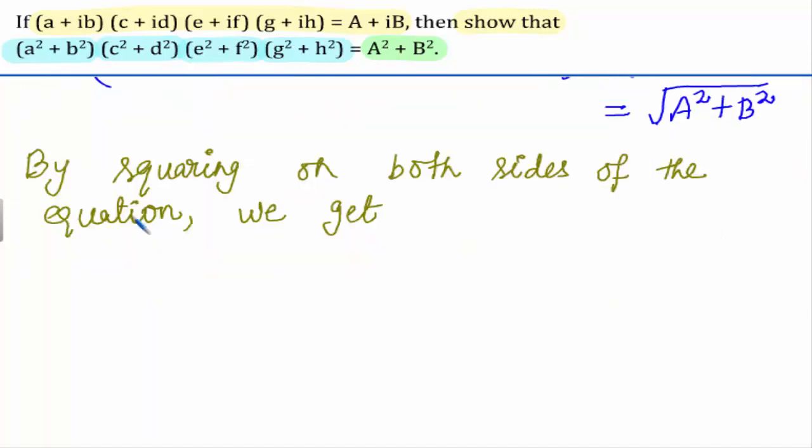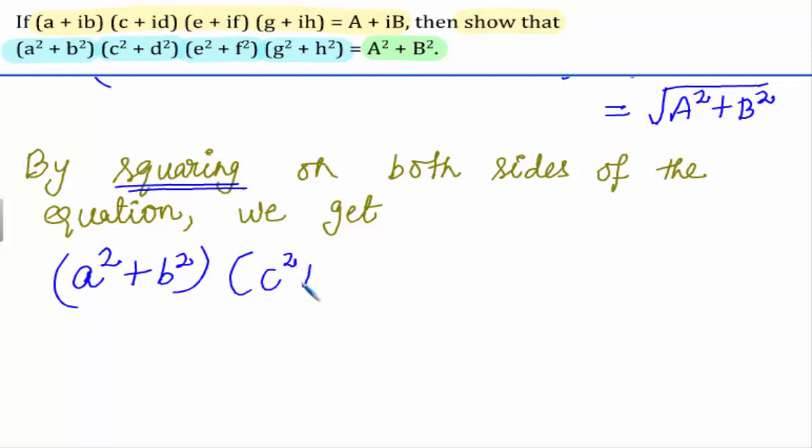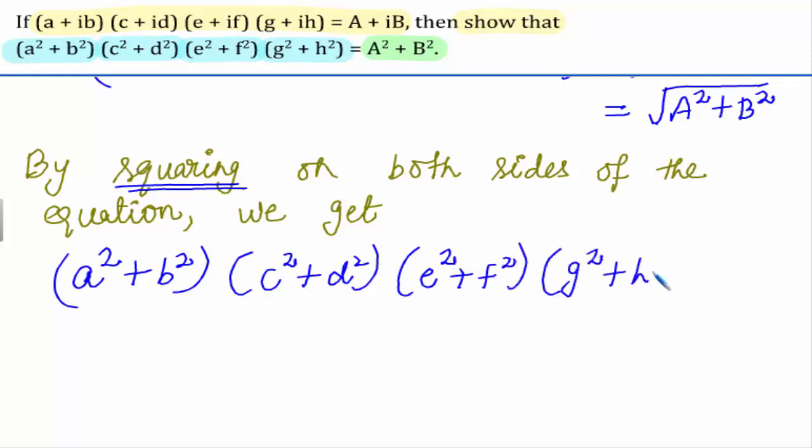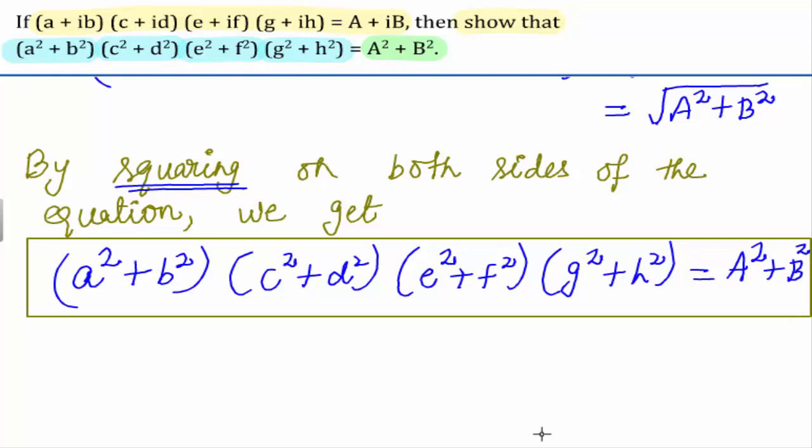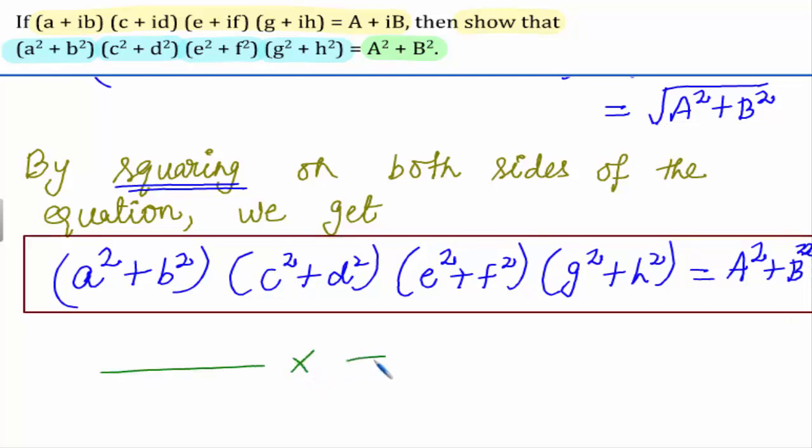Now, by squaring on both sides of the equation, we get (a square plus b square) multiplied by (c square plus d square) multiplied by (e square plus f square) multiplied by (g square plus h square) is equal to a square plus b square. This is what we need to prove. With this, we come to the end of this solution.